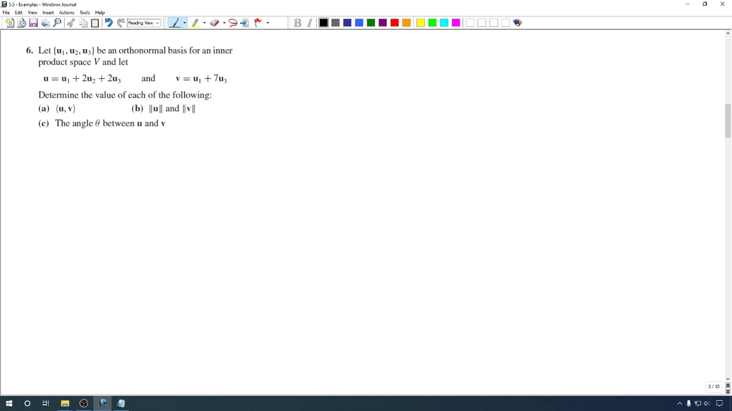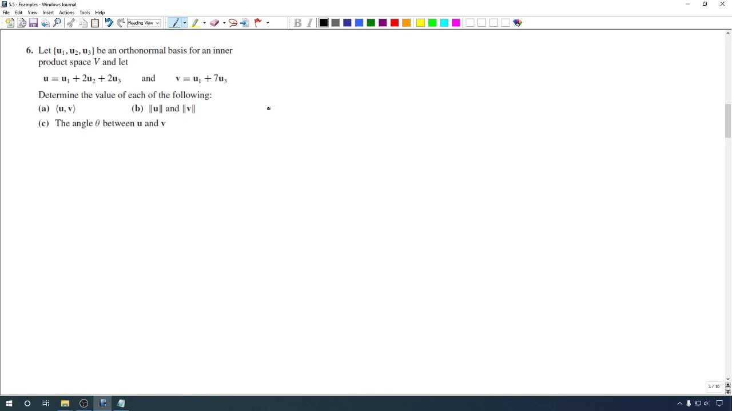Alright, let's move on to problem 6. Here we again are talking about an orthonormal basis, this time for an arbitrary vector space V. We don't know what the vector space is or what these vectors are, other than that they form an orthonormal basis. And we're going to define two vectors, u and v, in terms of those. So this is just giving us our coordinates in the spaces for u and v. We want to determine each of the following: the inner product of u and v, the norms of u and v, and the angle between u and v.